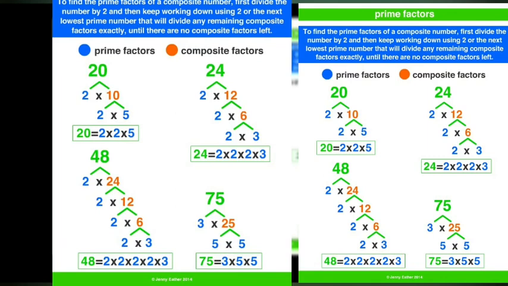Similarly, 24 is divided by 2, and how many times? 12 times. Now 2 is a prime number, so we have to check by which number 12 is divided. 12 is divided also by 2, and how many times? 6 times. So now 2 is a prime number and 6 is a composite number, so we factorize 6 again, and the factors of 6 are 2 and 3. So the prime factorization of 24 is 2 into 2 into 2 into 3. Similarly, we can find the prime factorization of 48 and the prime factorization of 75.